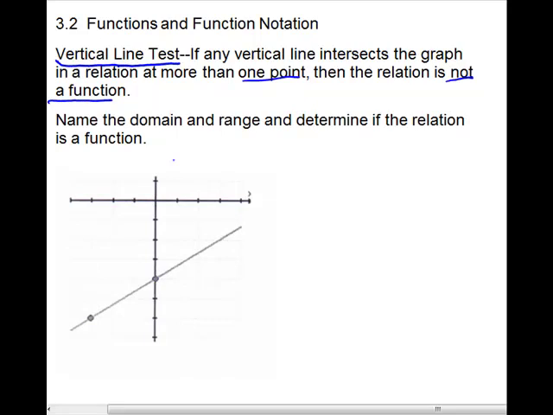We're going to determine the domain, the range, and then tell if the relation is a function. So this line is what we're looking at. The other is the grid.